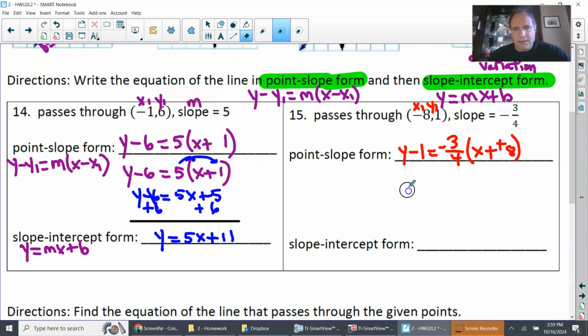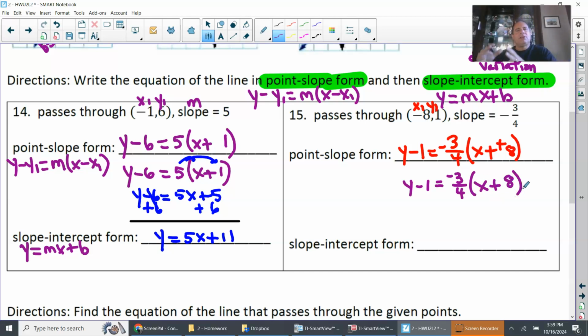That is point-slope form. I'm going to rewrite it. If I wasn't on eraser, y minus 1 equals negative 3/4 x plus 8. That is your answer for point-slope form. That is the point-slope form. So now we're going to convert this point-slope form to slope-intercept form. So slope-intercept form is y equals mx plus b.